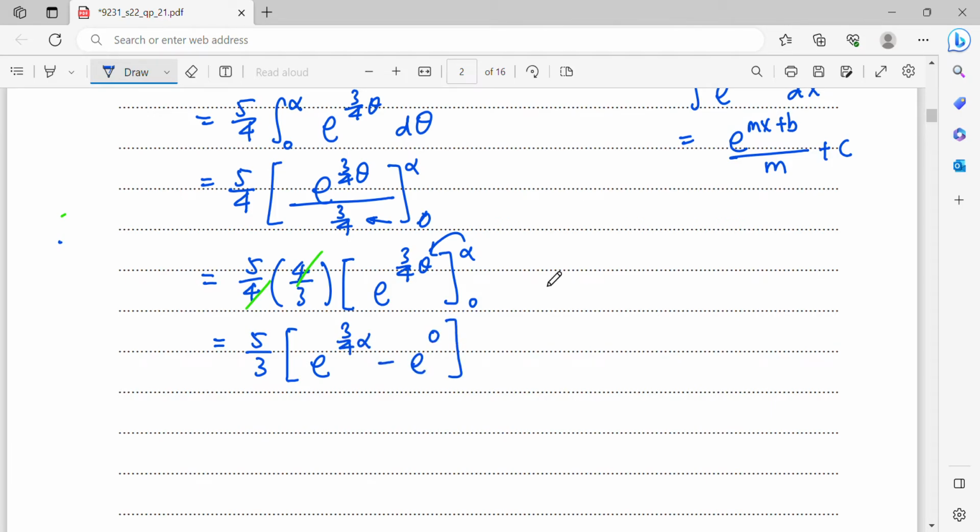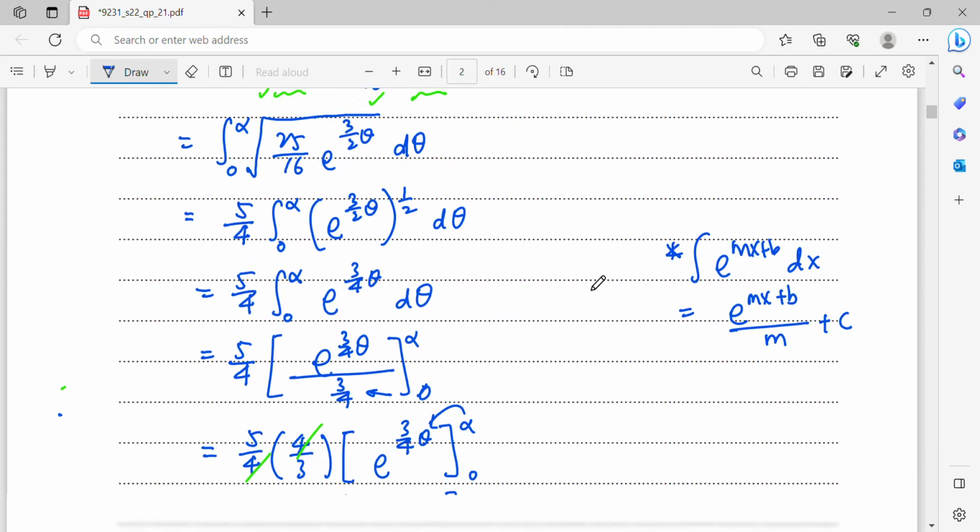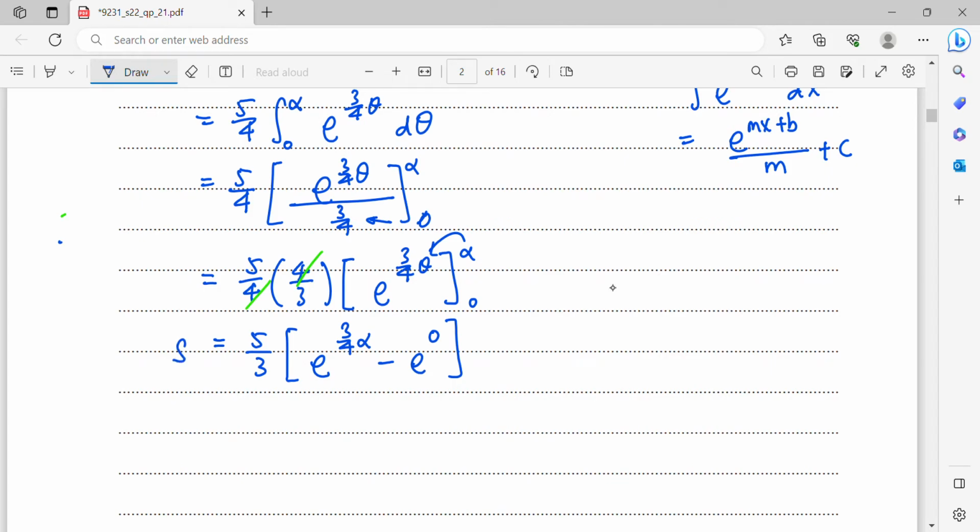Okay, so don't forget that all this equals to s. All of these are s. So I will rewrite my s here. So now my s will be 5 over 3 times exponential 3 over 4 alpha. E0 is 1. Okay, now I'm getting this.